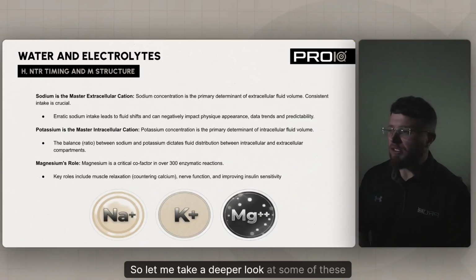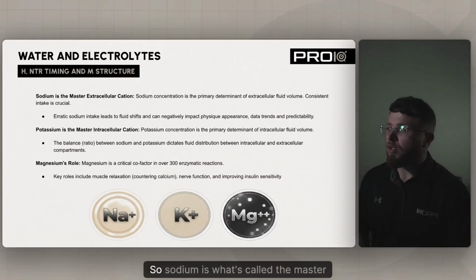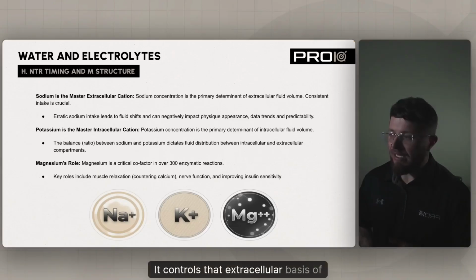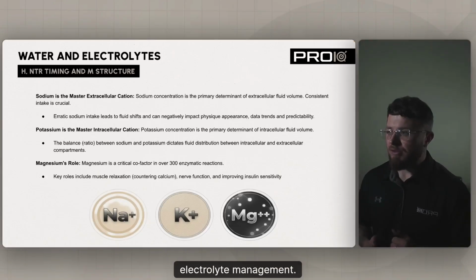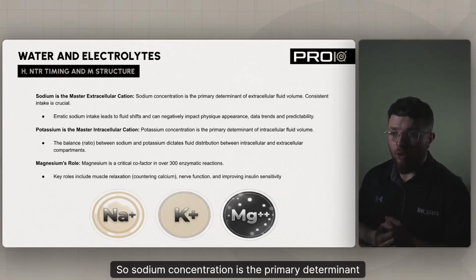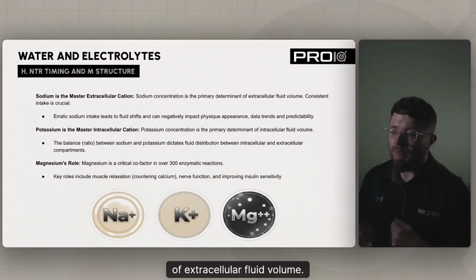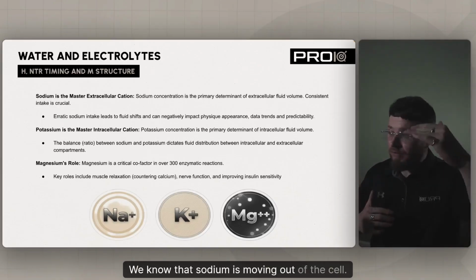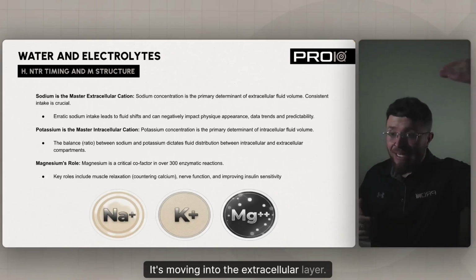So when we take a deeper look at some of these aspects, look at sodium, right? Sodium is what's called the master extracellular cation. It controls that extracellular basis of electrolyte management. So sodium concentration is the primary determinant of extracellular fluid volume. And we can actually pin that back to the sodium-potassium pump. We know that sodium is moving out of the cell. It's moving into the extracellular layer.